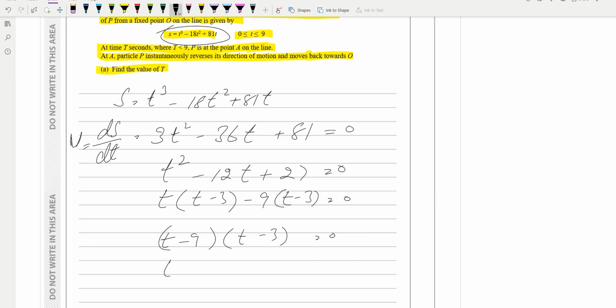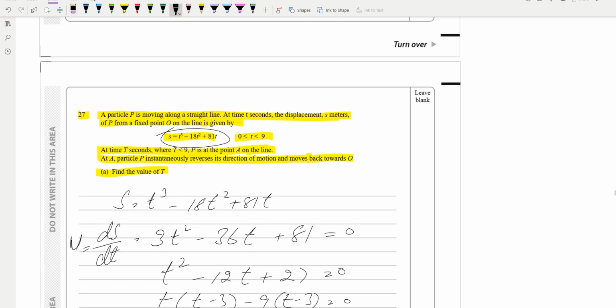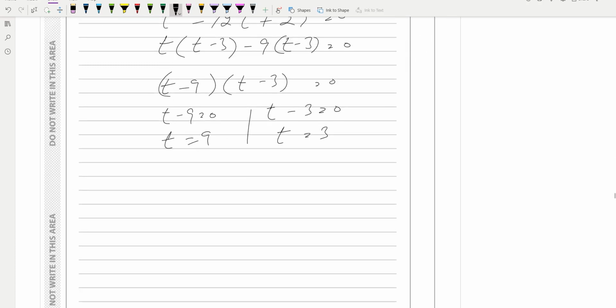So this implies t minus 9 is equal to 0 or t minus 3 is equal to 0. This implies t is equal to 9 and t is equal to 3. Now they have given that t should be less than 9, so we will reject the t equal to 9 answer, and t equal to 3 will be our answer for this question.